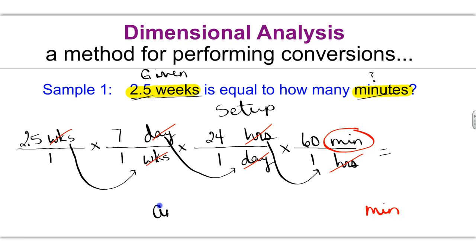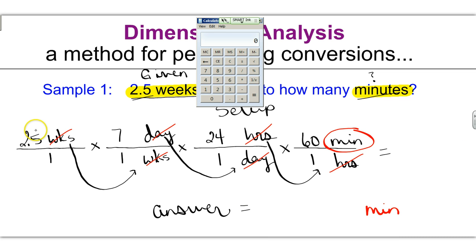And now we want to get our answer, which requires us to use a calculator. With our calculator, we're going to type in our first given, 2.5. Then in my second step, the number in the numerator is going to be multiplied. So times 7, and the number in the denominator will be divided. So divided by 1 times 7.